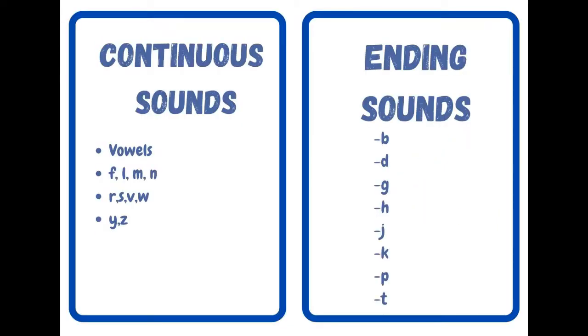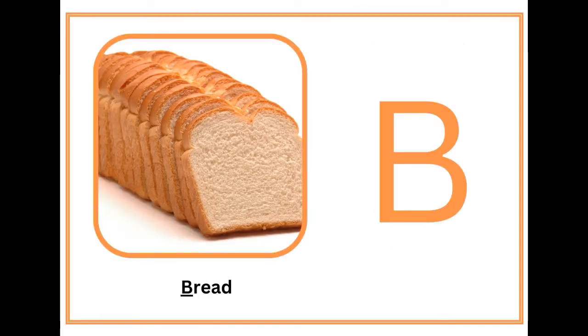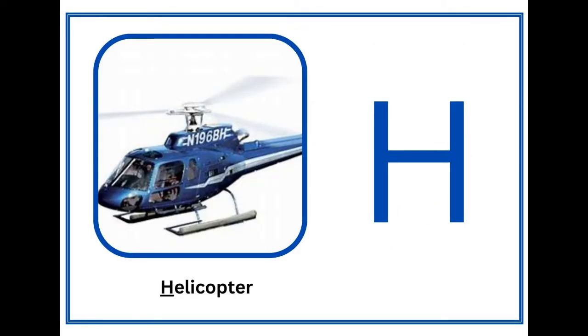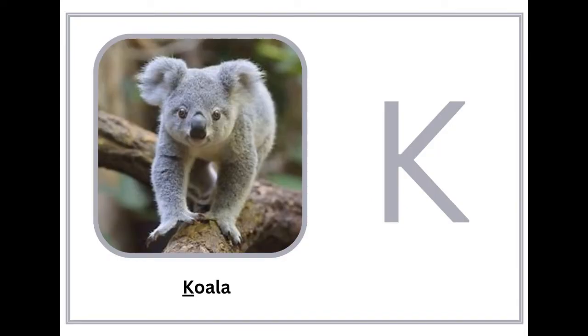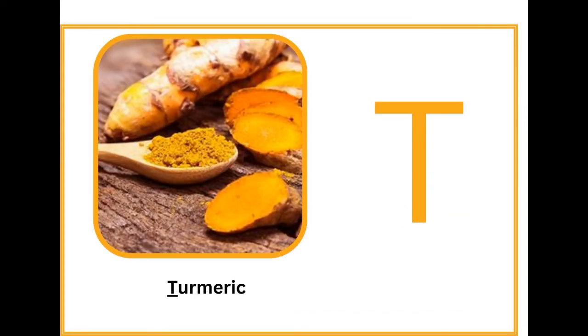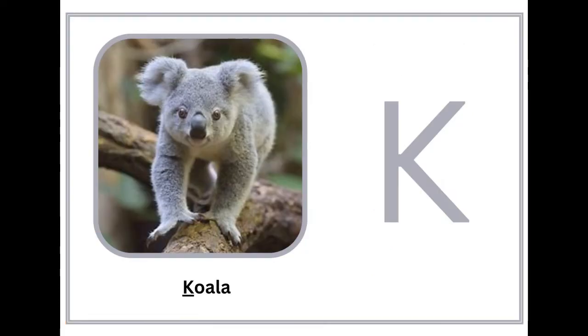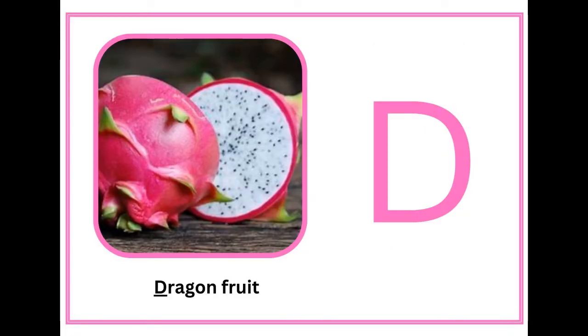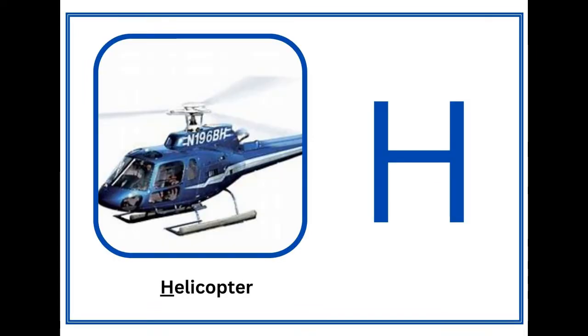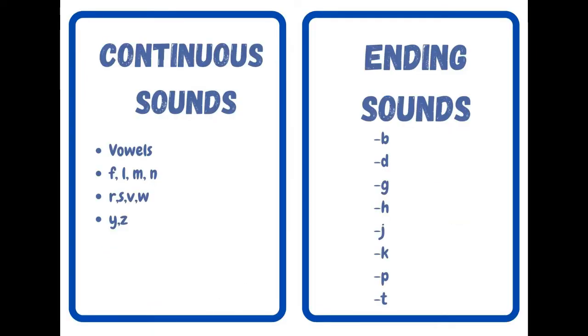When it comes to stop sounds, these cannot be stretched, like B, D, G, H, J, K, P, T. Look at the sounds: B, K, P, D, G, T, H. These cannot be stretched. These are stop sounds. First teach the kids the long continuous sounds and then move on to stop sounds.